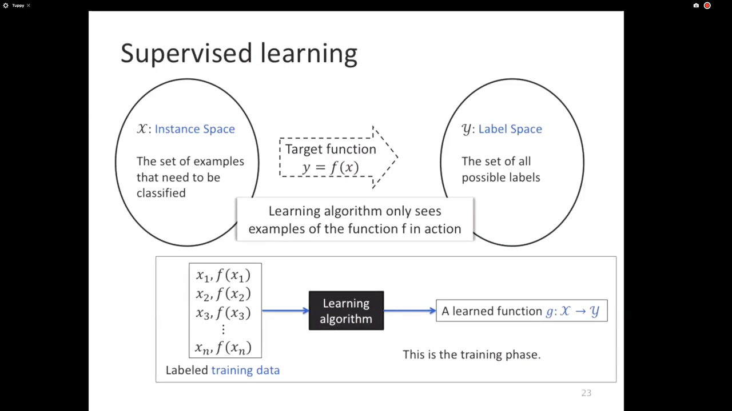The learned function has the same signature as the target function. The learned function is also a function that maps instances to labels. It can also label all possible instances. It may or may not be right. Any questions?